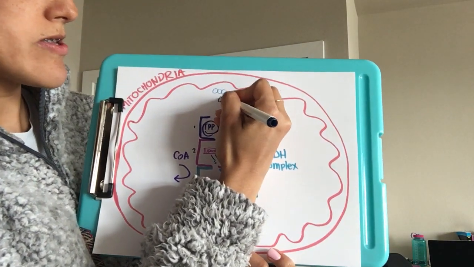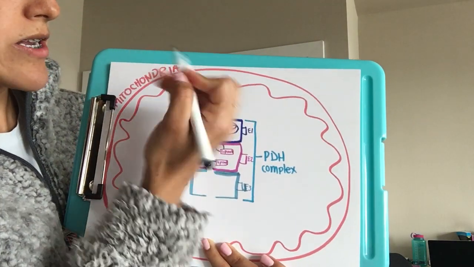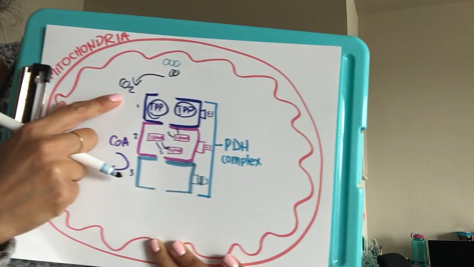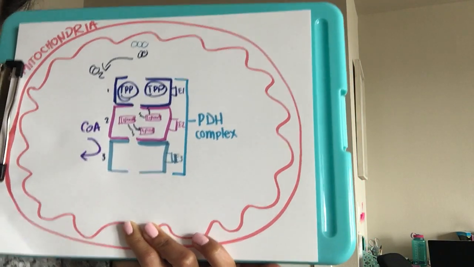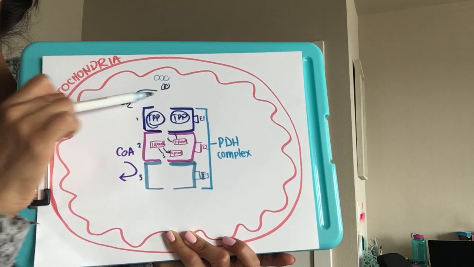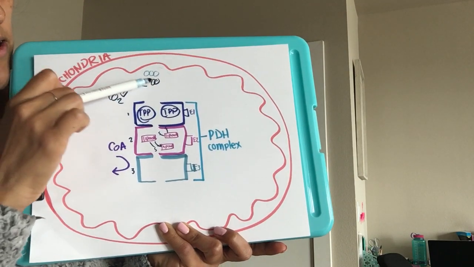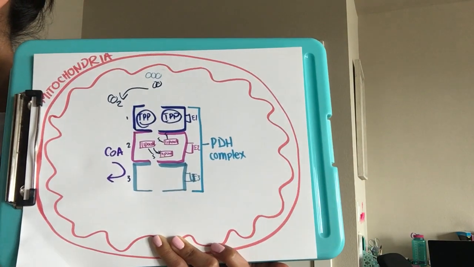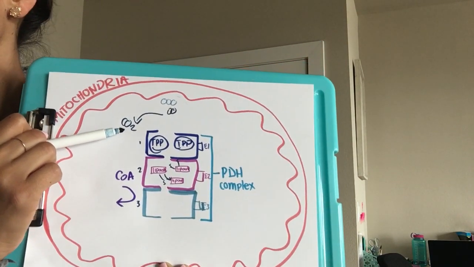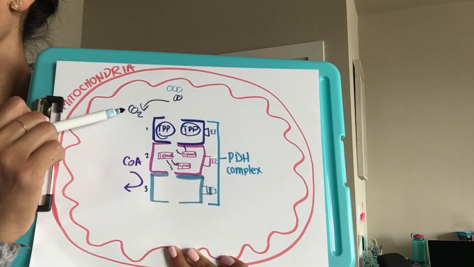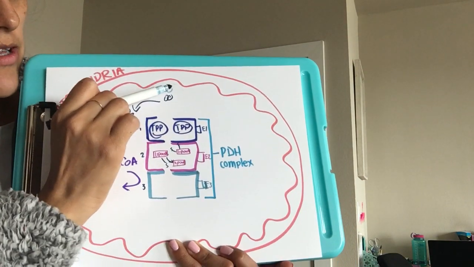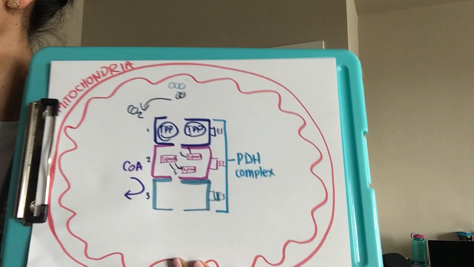So we have 2 carbons, and one of the carbons is broken off as carbon dioxide. So basically here, the carboxylated molecule becomes carbon dioxide. This process happens because of an enzyme called pyruvate dehydrogenase. This is the one that catalyzes the conversion of this 3-carbon molecule into 2 carbons and gives us 1 carbon dioxide.